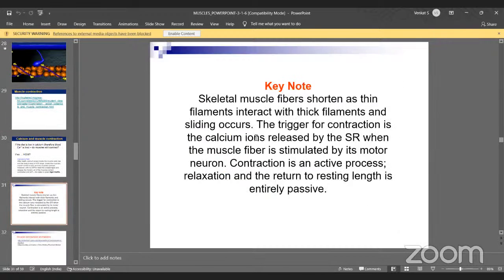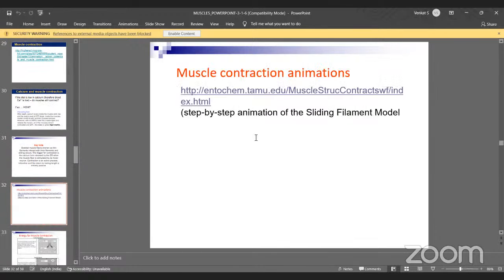The next one, the key notes. Skeletal muscle fibers shorten as thin filaments interact with the thick filaments and sliding occurs. The trigger for contraction is the calcium ions released by the sarcoplasmic reticulum when the muscle fiber is stimulated by its motor neuron. Contraction is an active process. The relaxation and the return to resting length is entirely passive. This is the muscle contraction animation, the step-by-step animation of the sliding filament model.